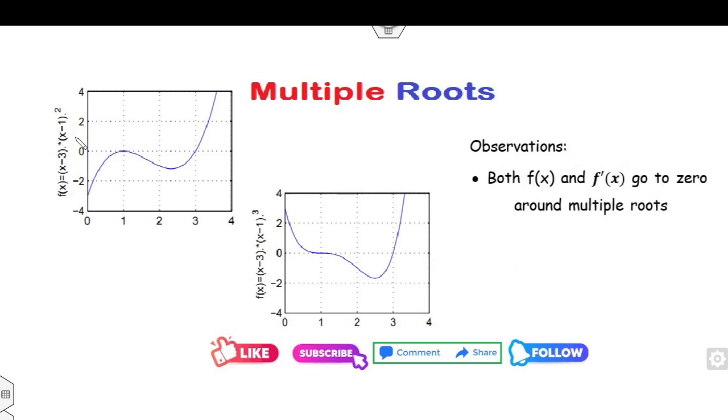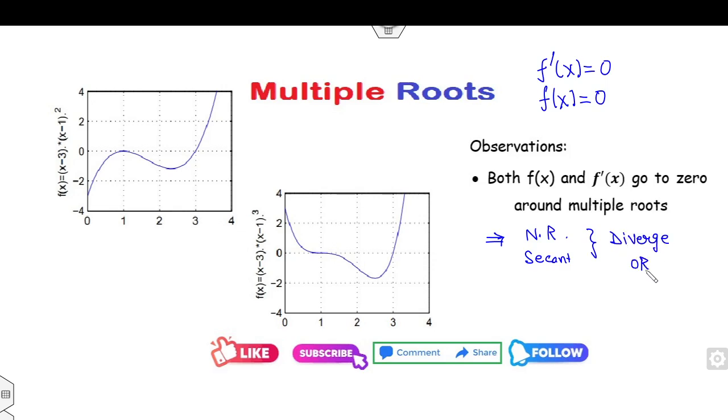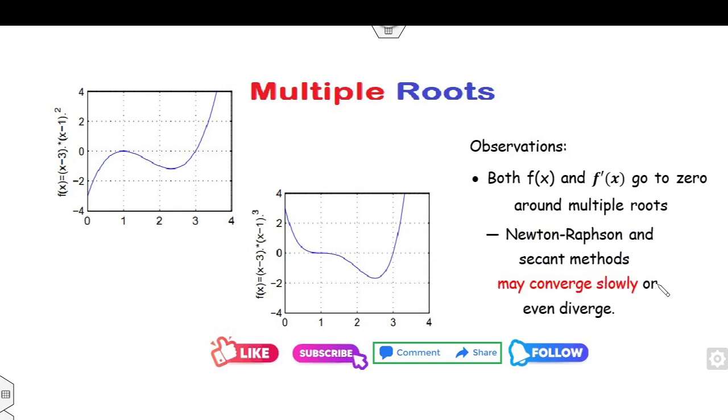On the other hand, once we say double root, then the derivative of the function is also 0. So once the derivative is 0, what does it mean? That means the Newton-Raphson method and the secant method may diverge, or the convergence is very, very slow. So you can see that all these methods, the bisection method, regula falsi, Newton-Raphson, and the secant method, are not applicable to find multiple roots in an efficient manner. So for that, we will need the modified Newton-Raphson method.